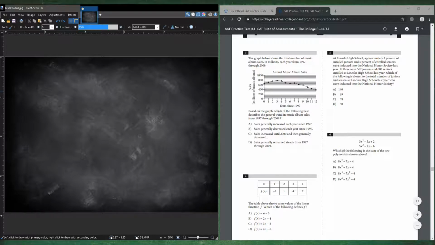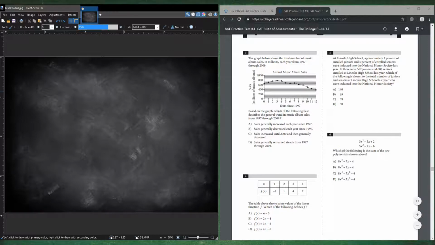So the sales generally remained steady from 1997 to 2009, increased from 2000, and then generally decreased, and then generally decrease each year. Well, let's go through all the answers first. It generally increases each year, which is not true because it only increased here and then started going down. Generally decrease, which is not true because it increases and then goes down, so it has both.